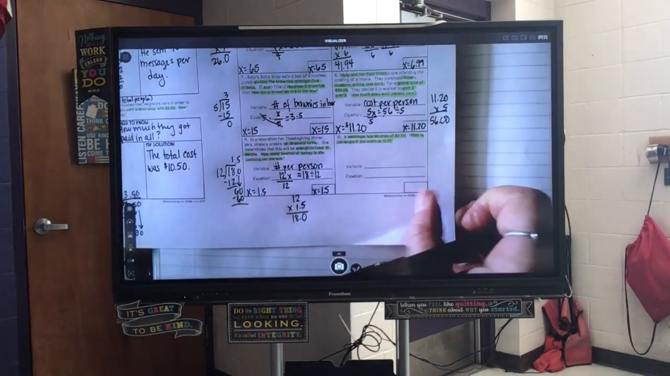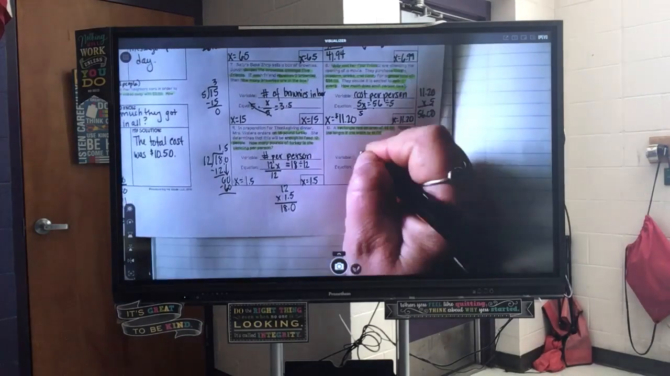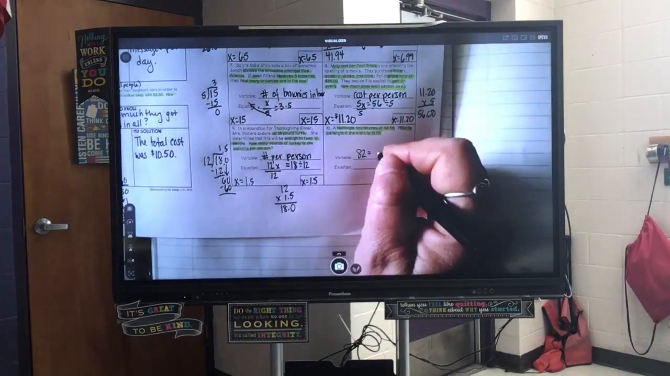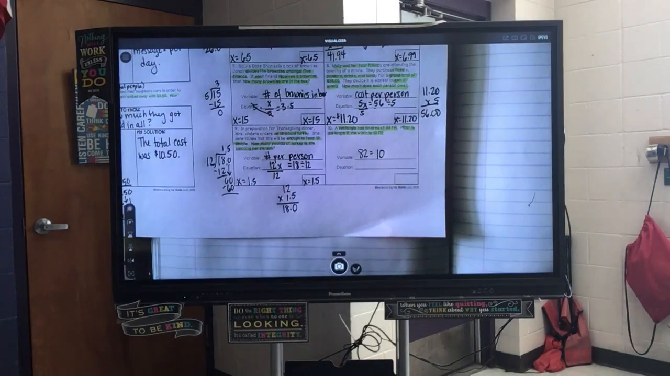Alright, last one. A rectangle has an area of 82 feet squared. What is the length and the width? What is the length if the width is 10 feet? Alright, so we know that 82 is our answer. And we know that 10 is one of the sides. And how do you find the area of a rectangle? How do you find the area of a rectangle? What's our formula? Length times width, length times height.